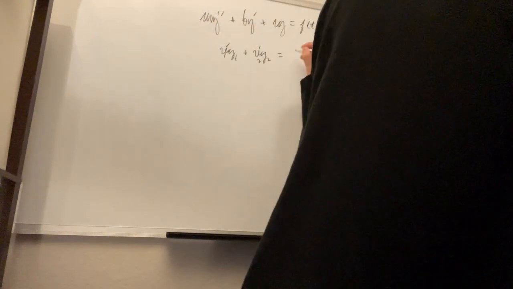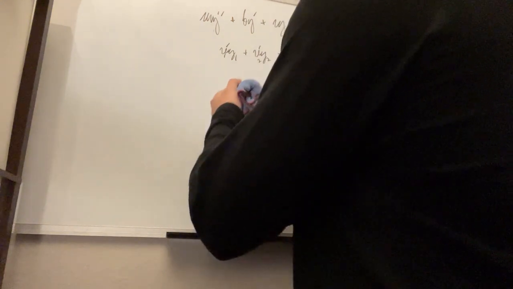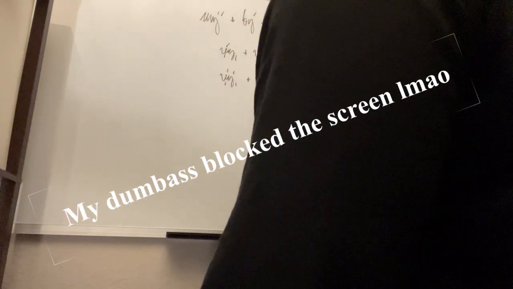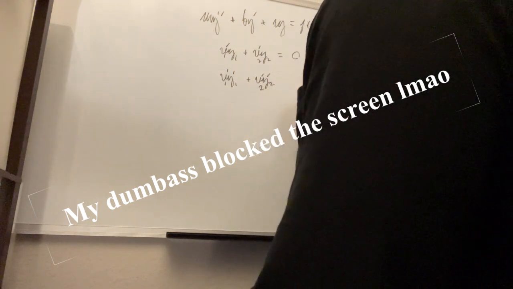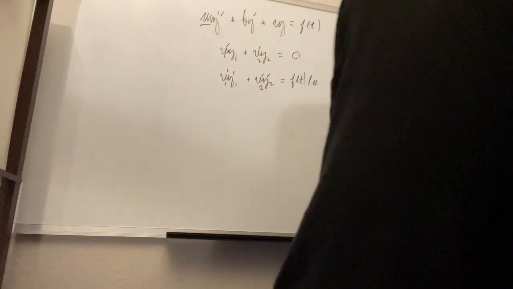No, v2 prime y2 is equivalent to 0 because of a restriction that we placed inside this function. This is the restriction that we made. And we are going to get that v1 prime y1 prime plus v2 prime y2 prime is equivalent to f of t, the non-homogeneity, divided by the leading coefficient over here.